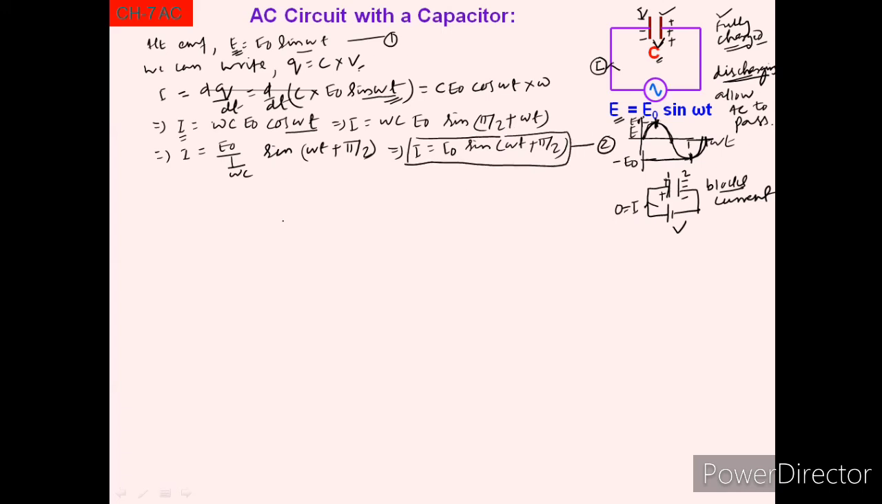Let this be equation 2, where I naught is equal to E naught divided by 1 by omega C. This can be written as, because we know I is always E by R, E naught divided by R, and resistance in case of a capacitive circuit is known as capacitive reactance, which is written as Xc.